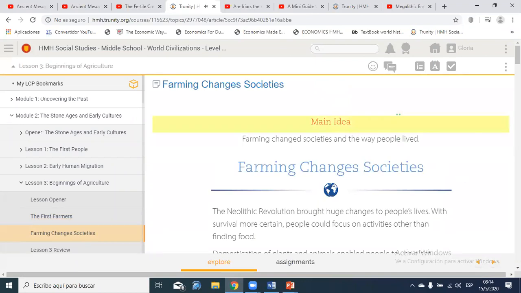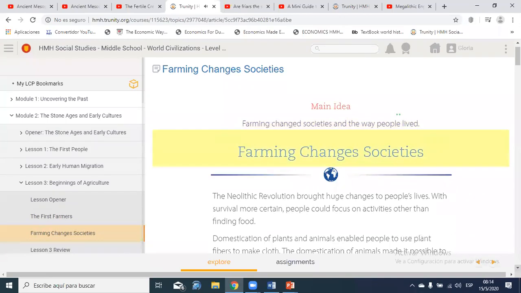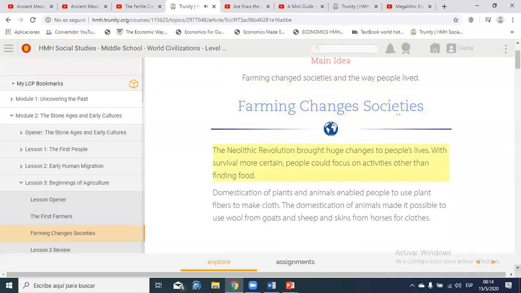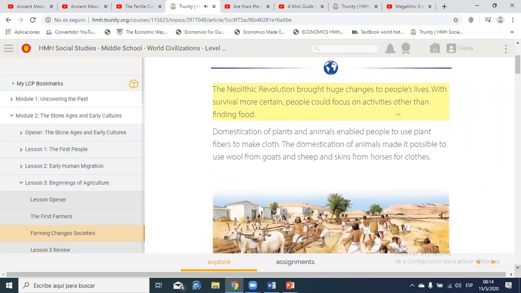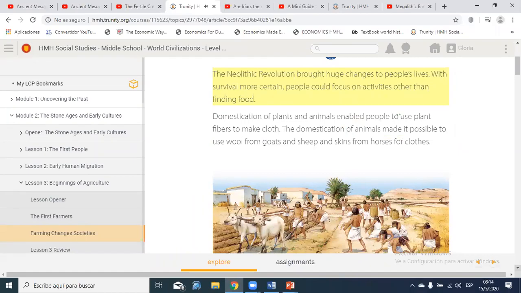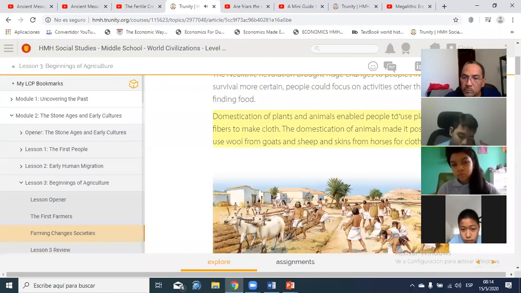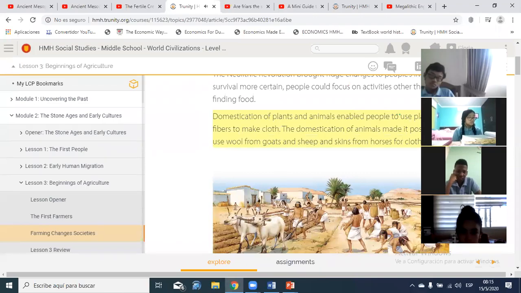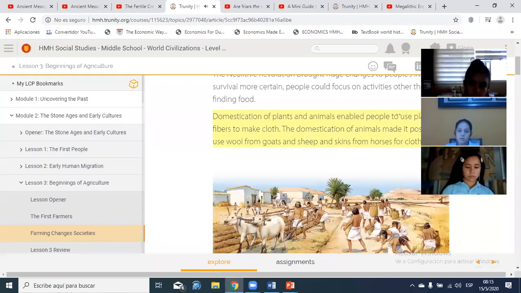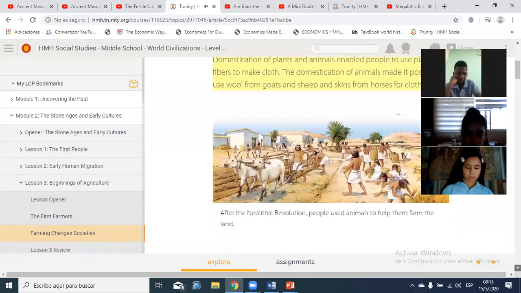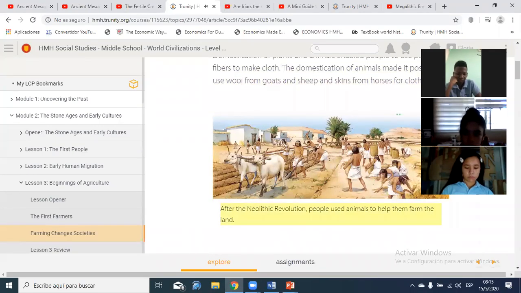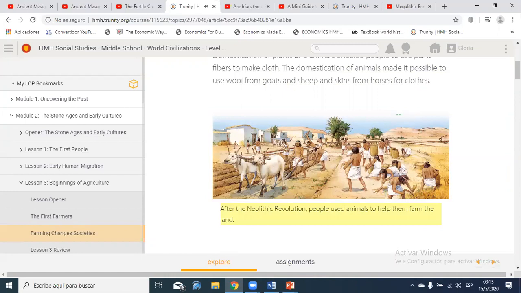Pay attention. Main idea. Farming changed societies and the way people lived. Farming changes societies. The Neolithic Revolution brought huge changes to people's lives. With survival more certain, people could focus on activities other than finding food. Domestication of plants and animals enabled people to use plant fibers to make cloth. The domestication of animals made it possible to use wool from goats and sheep and skins from horses for clothes. After the Neolithic Revolution, people used animals to help them farm the land.